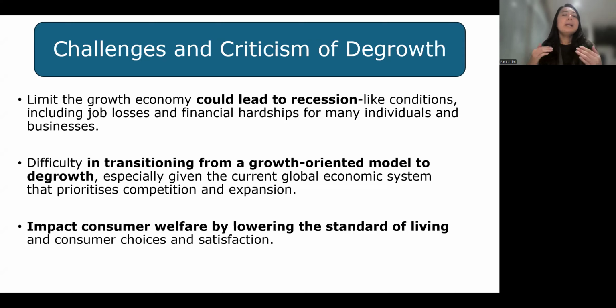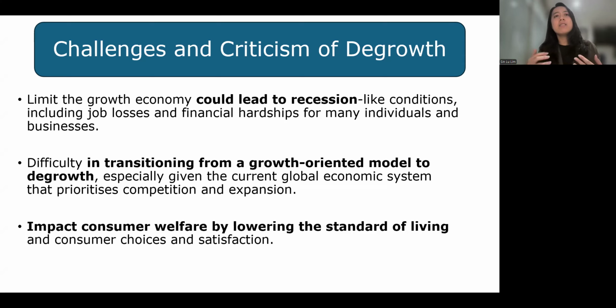It will also impact consumer welfare by lowering the standard of living because of fewer choices and less satisfaction for the consumer. In view of the challenges, degrowth is not a long-term solution to address climate change. However, normal economic growth could also create issues such as scarcity of natural resources and inequality in distribution, especially in the water, energy, and food sector.